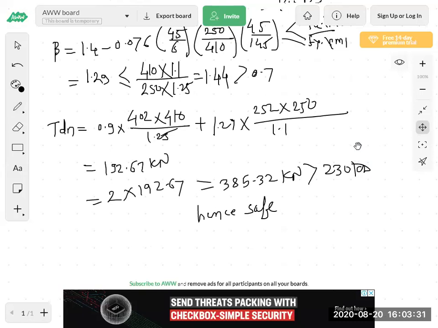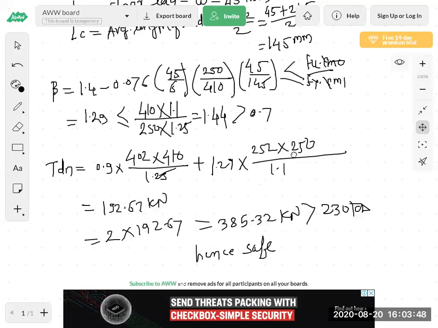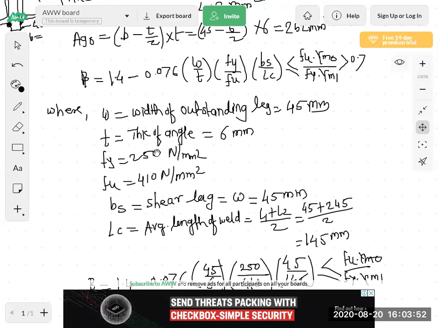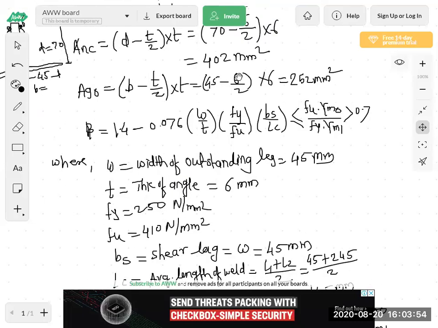Are you getting, everyone? See, and units you have to write here 192.67, then kilonewton you have to write, again here kilonewton. Such units you have to write. If units are not there, here 145 mm, 45 mm, like this you have to write units also.